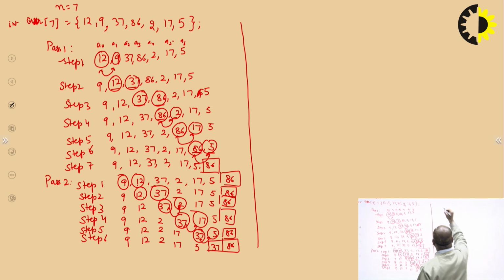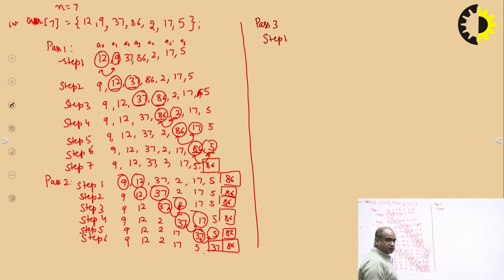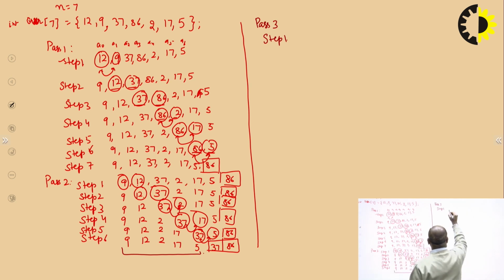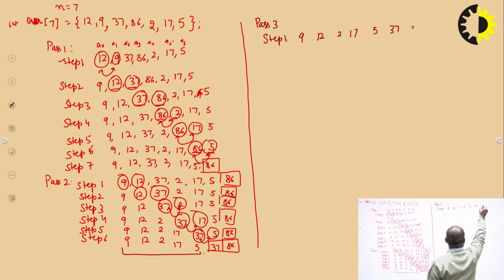Now we are going to make pass 3. As we are going to do in step 1, again these two elements will not be touched because these are the sorted elements in this ascending order. So we will do our comparison on these number of elements. So start with this one. We are going to compare 9, 12, 2, 17 and 5, 37 and 86.